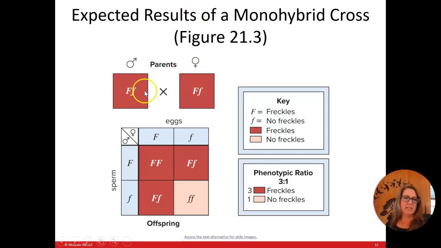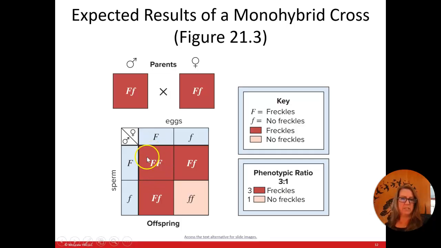Here are my heterozygous parents, big F, little f. Okay. Now we've taken essentially the possible alleles for the woman's eggs. So she's not going to give both of these because in meiosis, big F separates from little f. And in meiosis in the male, big F is going to separate from little f unless there's non-disjunction. So now we can take a look.